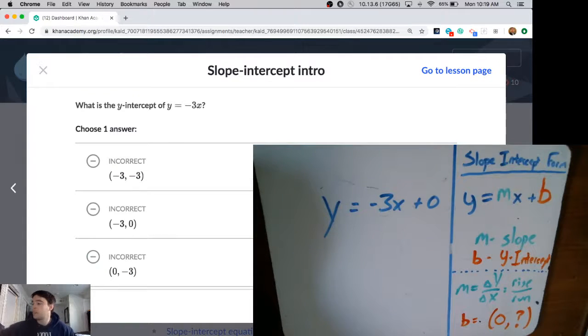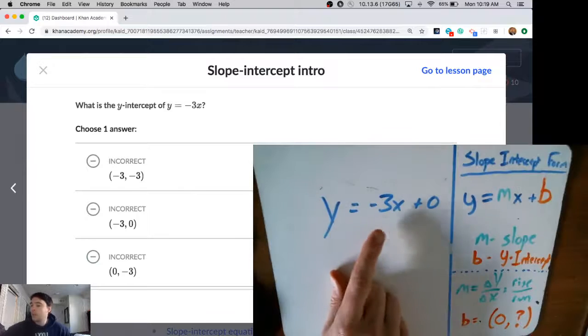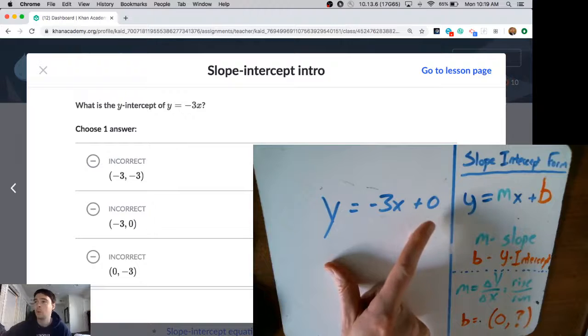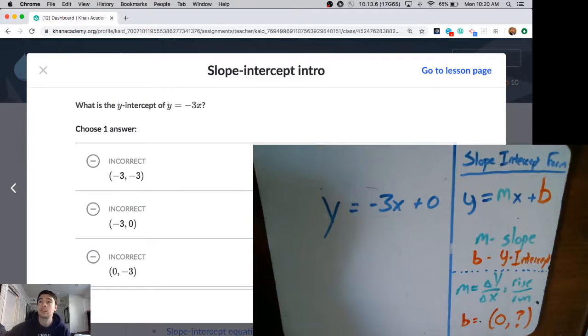So again, the y-intercept is going to be the plus b. If you just see a y equals mx, or a proportional equation, that means it starts at the origin and the y-intercept is 0, and we don't have to write that plus 0.